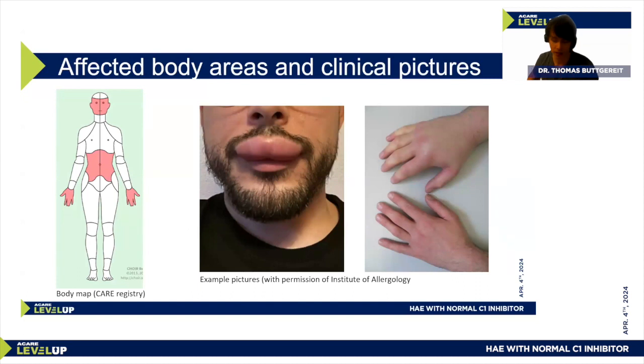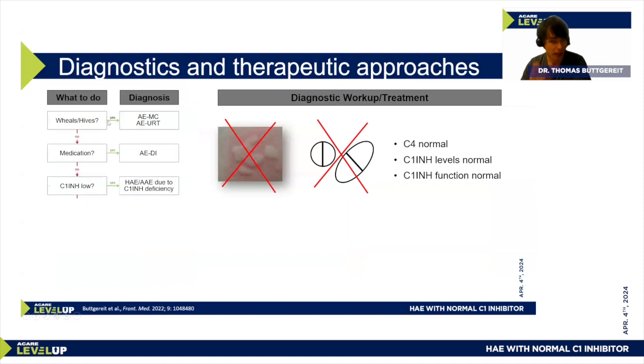And here you can have a look at some example pictures. Also on the left-hand side, you see a body map we use in our ACARE registry, which gives you an overview of where the swellings occur, also in the abdomen and extremities, but never so far in the upper airways. So what was the usual procedure I did when I see patients with recurrent angioedema?